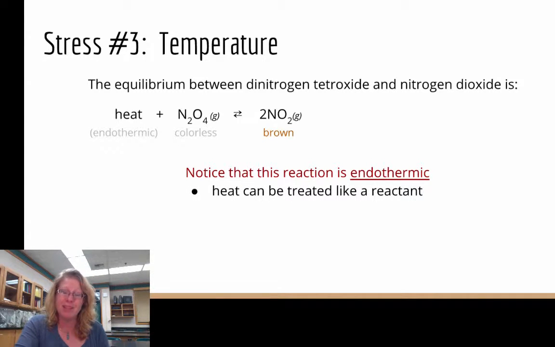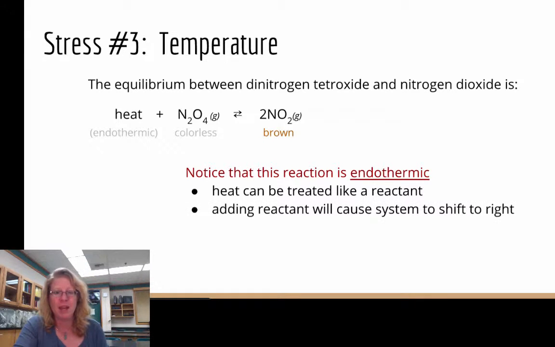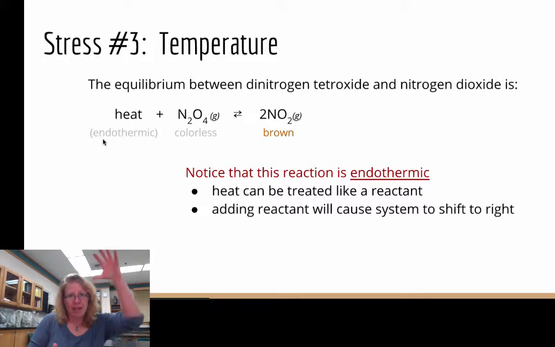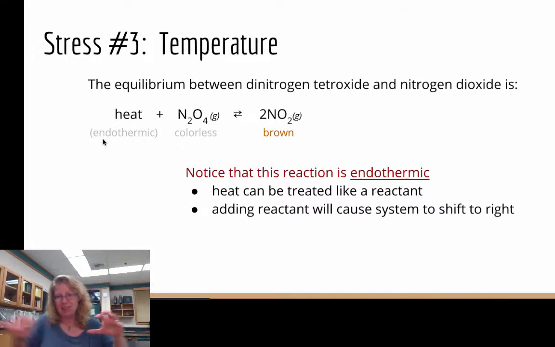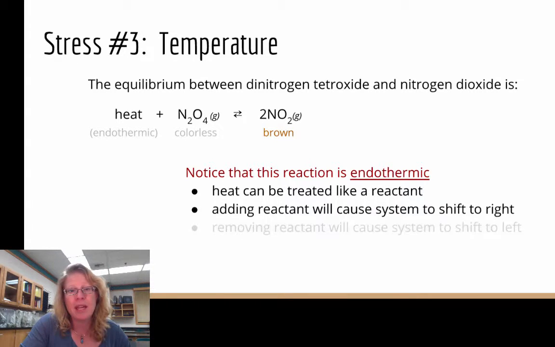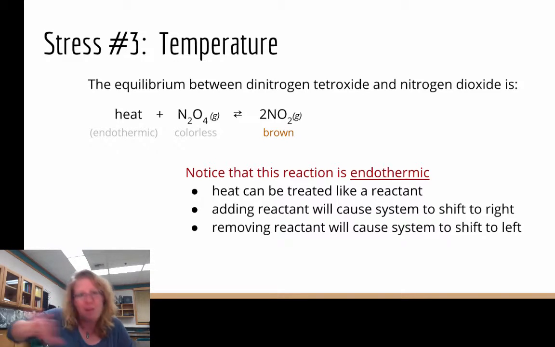So what's kind of nice about this is we can treat heat like any other reactant. So if I increase the temperature, in this case, it's like increasing a reactant. That's kind of one of the nice things we've got. So if we add a reactant, if we add to the left side, it means it's going to shift over to the right. So we're putting pressure on this side, it's going to shift to the right to relieve that stress, and that means we're going to end up actually causing more on the right side.